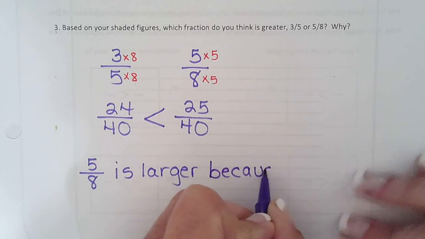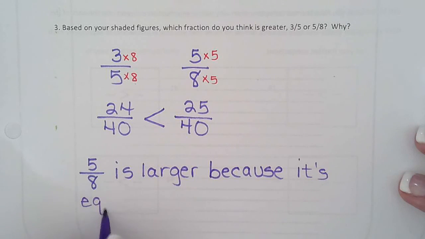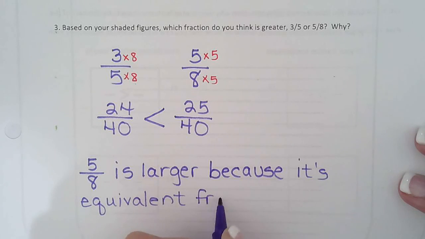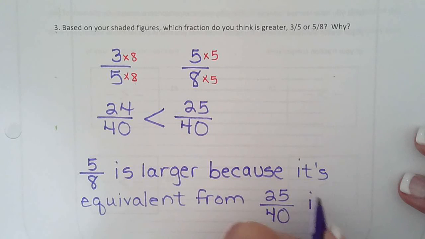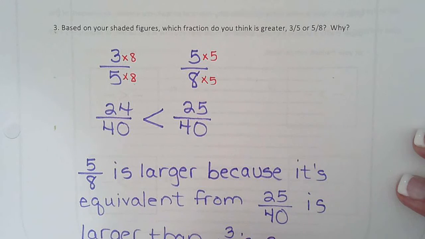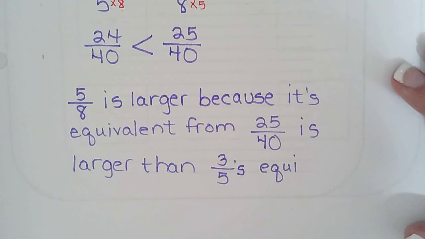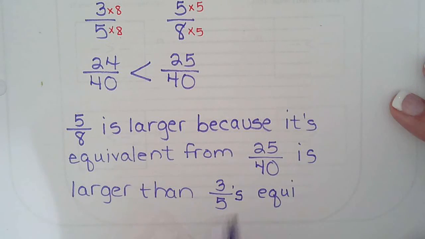because its equivalent fraction, 25/40, is larger than 3/5 equivalent. Trying to keep it all in and right. I guess I should quit writing so big, shouldn't I?